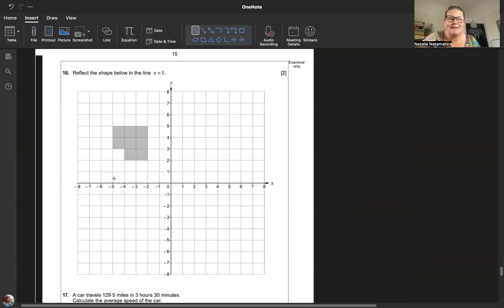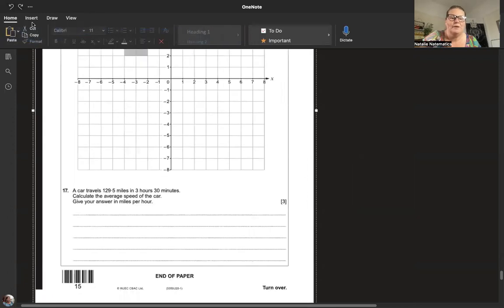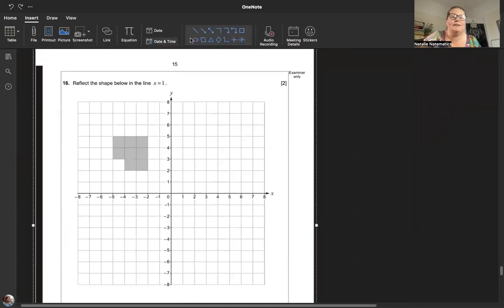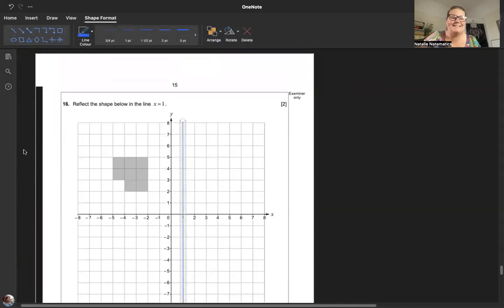So x is that axis. Where is x equal 1? Well, it's equal 1 here. It's also, oops, I'm going to delete that. That's not meant to show like that. So x equals 1 is basically everywhere. Insert line is everywhere along here. Okay, so that's the x equals 1, and I've got to reflect it.